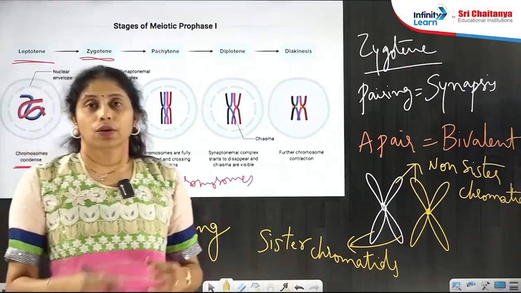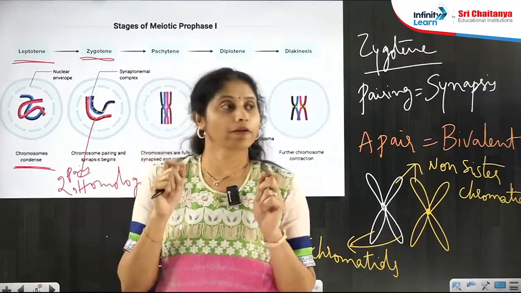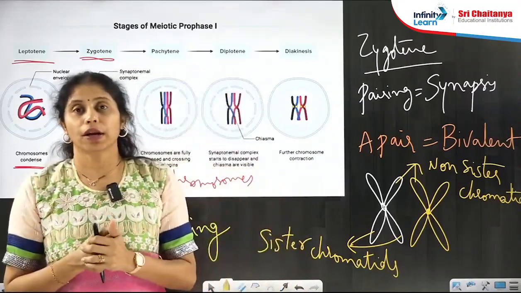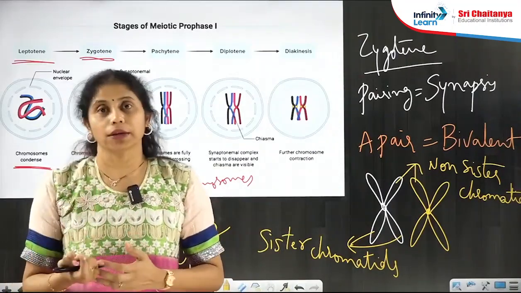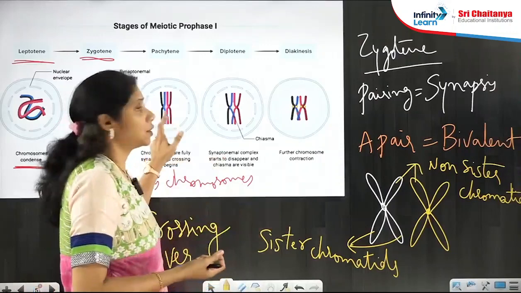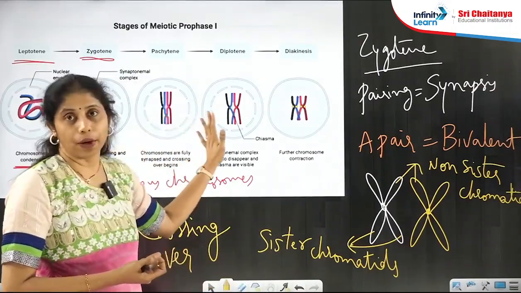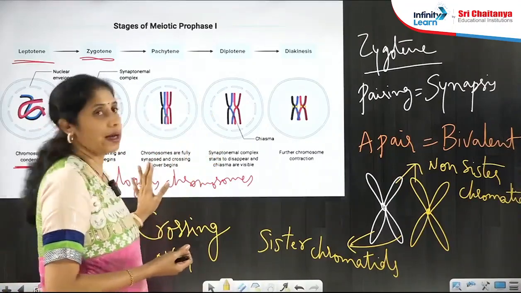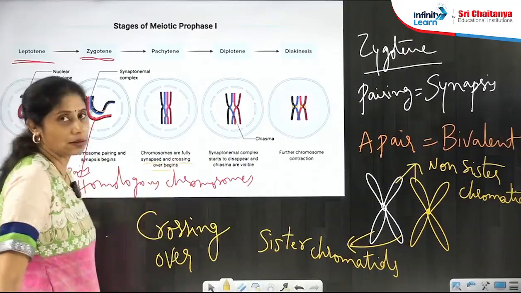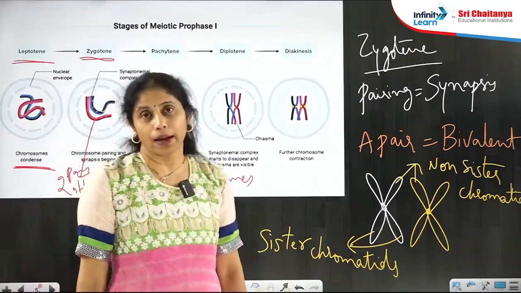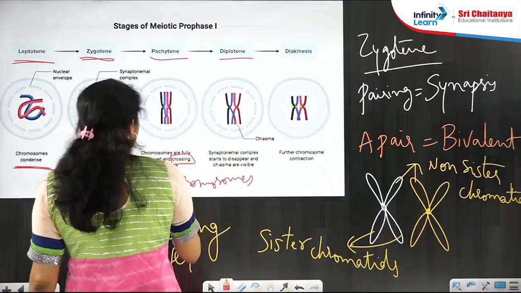Between the two homologous chromosomes of a bivalent, the exchange of genetic material occurs with the help of an enzyme called recombinase. After that they exchange their parts, but they are still connected, and condensation is continuing. That happens in the pachytene. You can see here chromosomes are fully synapsed and crossing over begins. In the next stage, diplotene, what you have to remember is crossing over.